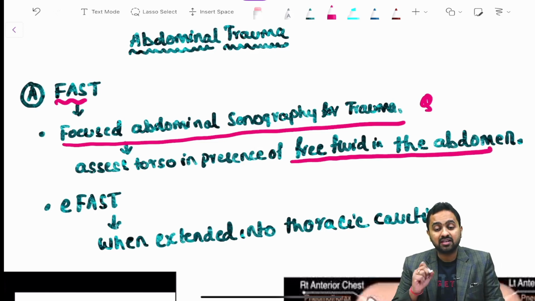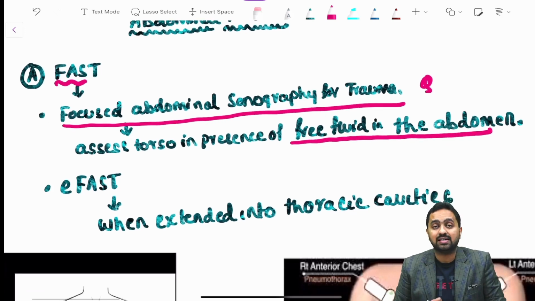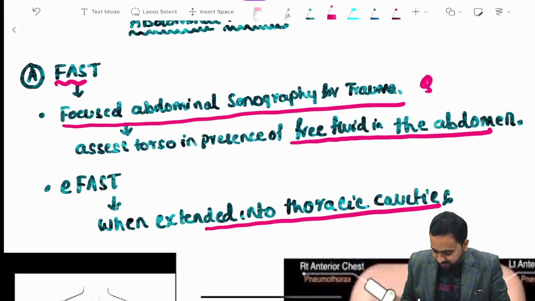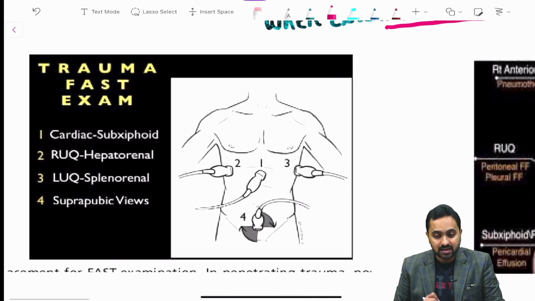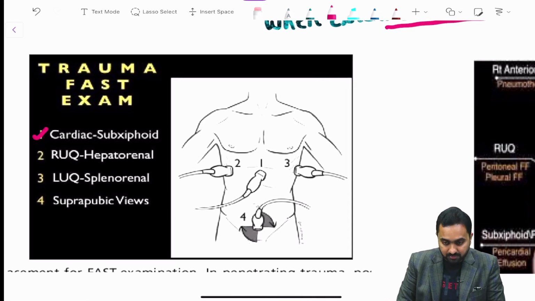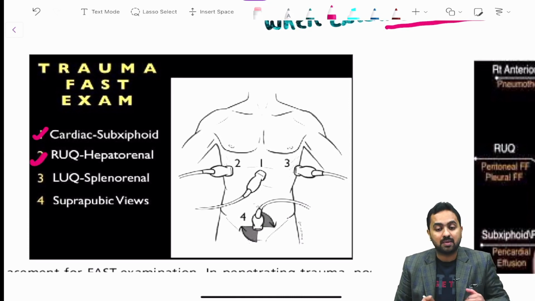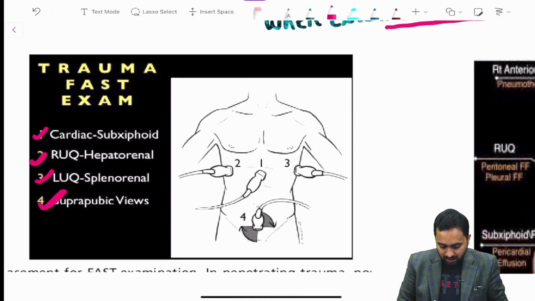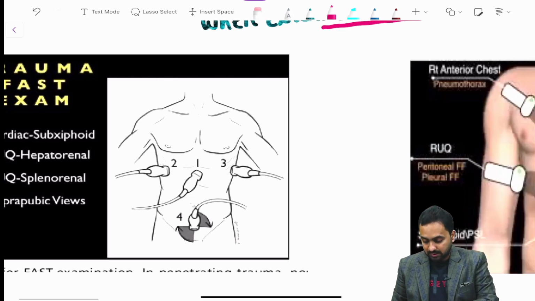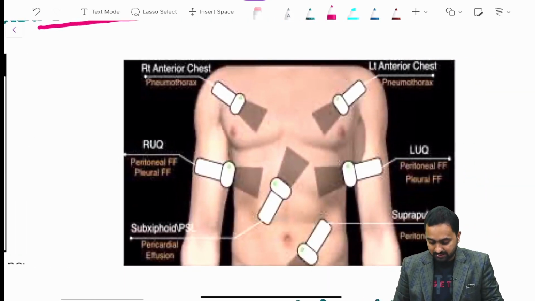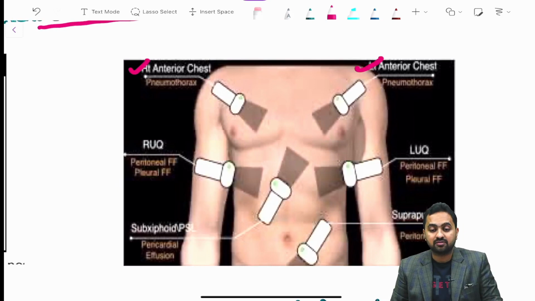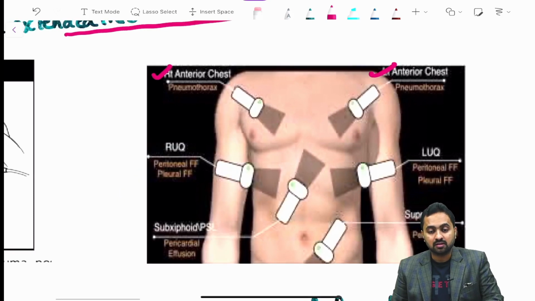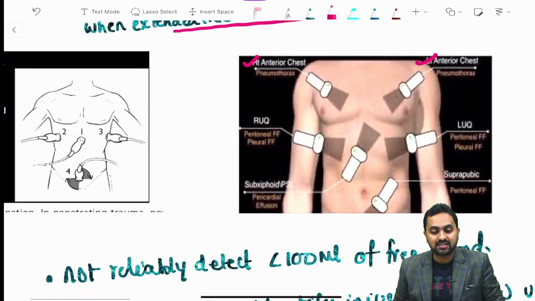Now there is a variant of FAST, which is E-FAST, when it is extended into the thoracic cavity. So you have this image, which has been taken from the net, showing the trauma FAST examination, where you have your first subxiphoid window, then you have your hepatorenal, splenorenal and suprapubic views. Now in case of E-FAST, you can see over here that the right anterior and left anterior chest views are added. So this is with respect to FAST and E-FAST.